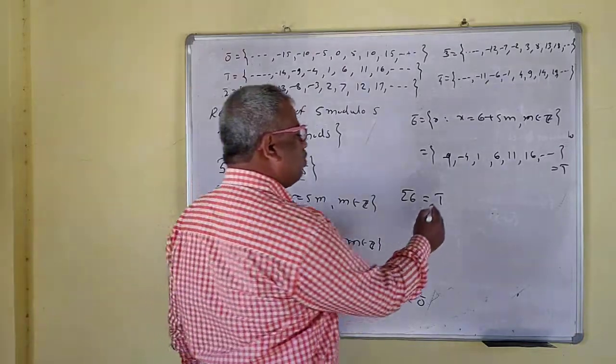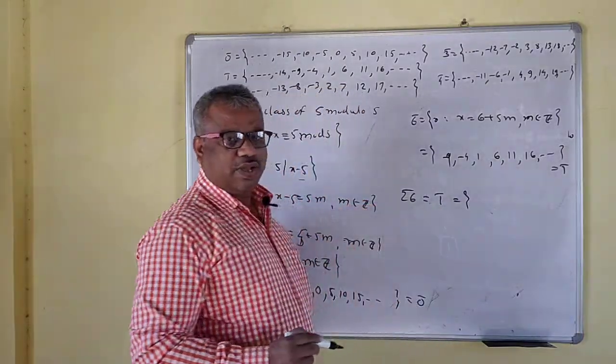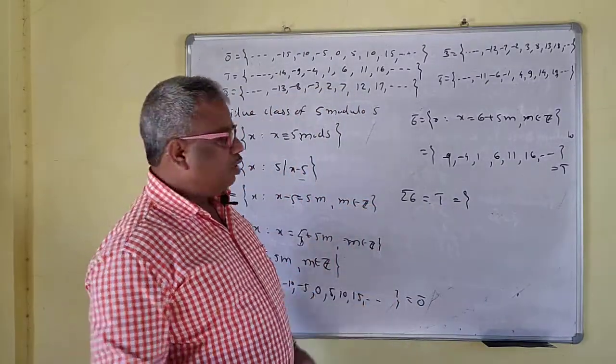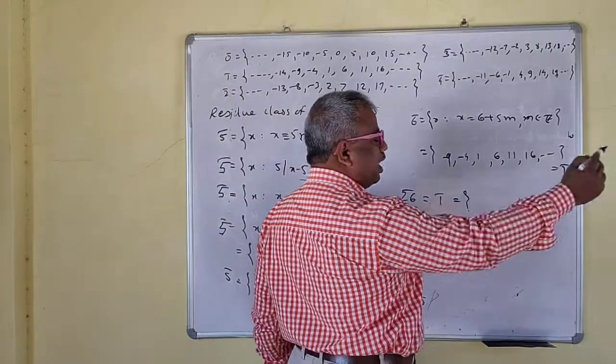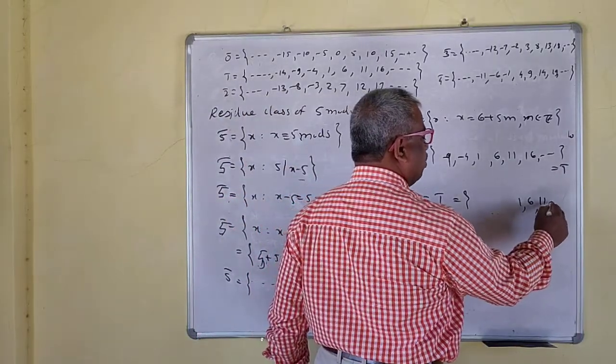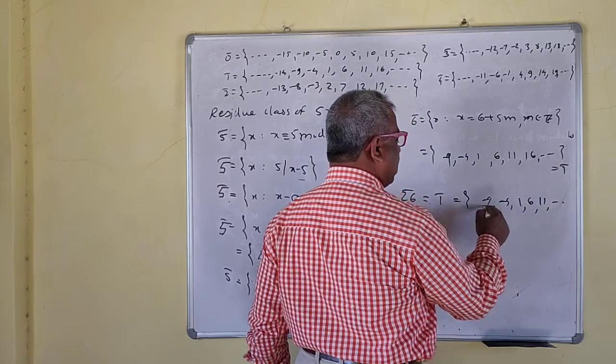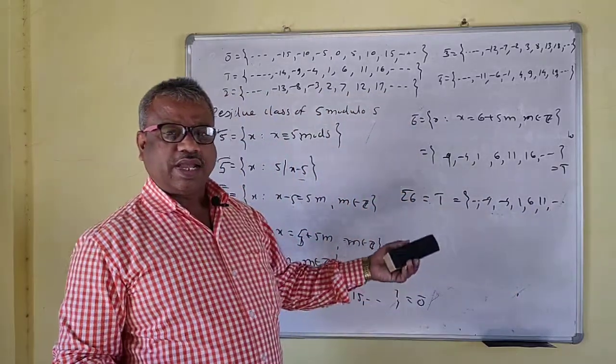Now you can easily write 1 bar as the residual class. Just write here 1 and just go ahead adding 5 now. This is 6, 11, dot, dot, dot. This is minus 4, minus 9, dot, dot, dot. Then easily we can write modulo 5.